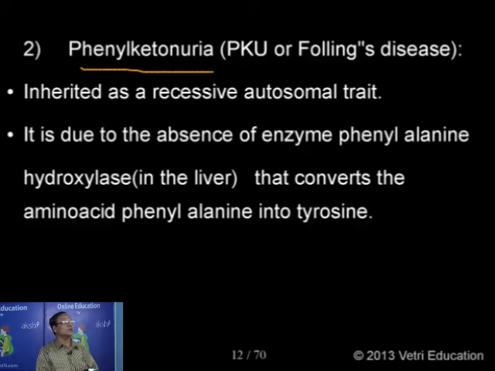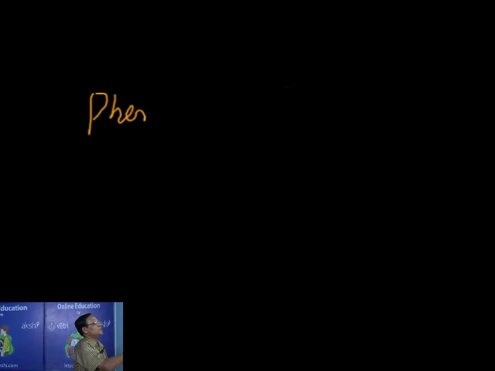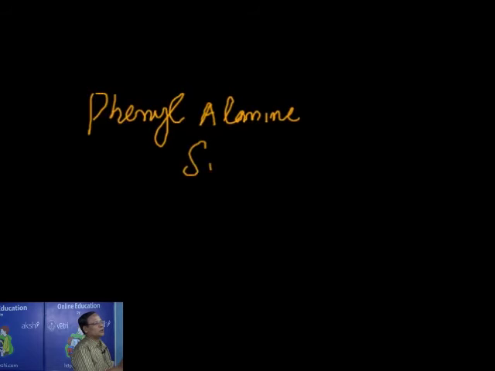Now here the disorder occurs because of the metabolism of one amino acid, namely phenylalanine. In the case of this disorder, we have phenylalanine, one amino acid, which has a number of pathways. Let us assume this is S1. It is being converted into tyrosine, or some other process.